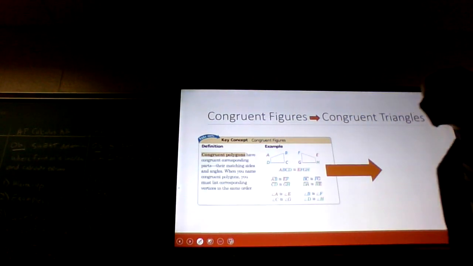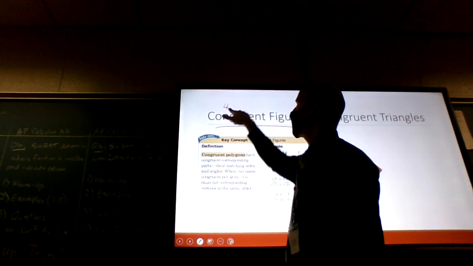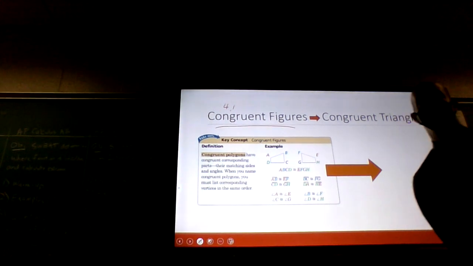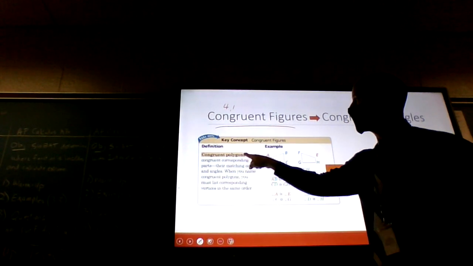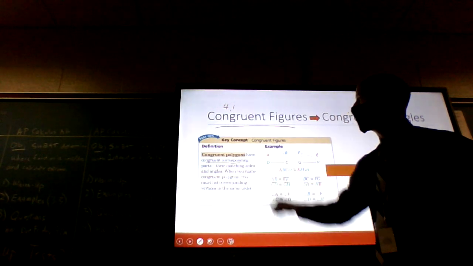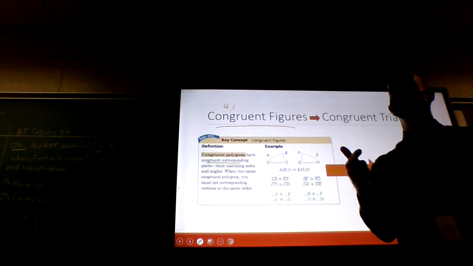So first of all, let's talk about what congruent figures are. Well, we just did that in section 4.1, didn't we? Section 4.1 was about congruent figures. And what we said was this: congruent polygons have congruent corresponding parts. All of their matching sides and all of their matching angles have to be congruent.